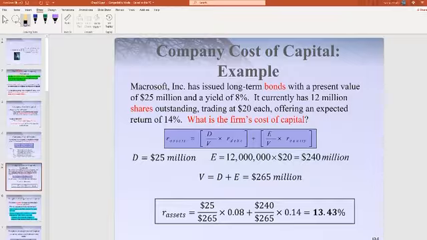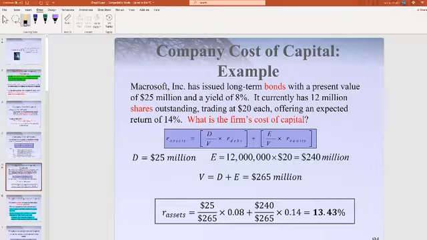Now we know debt, we know equity. If you want the value of the whole company, it's equal to debt plus equity, which is 25 million plus 240 million. The answer is $265 million. Now we will use this formula. First of all, we need to divide D by V. D is 25, V is the total, 265.